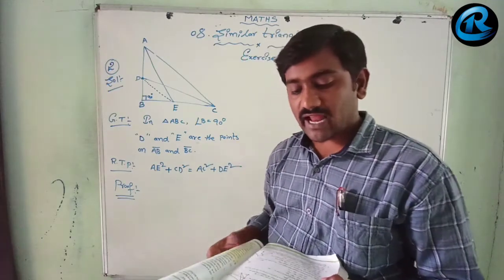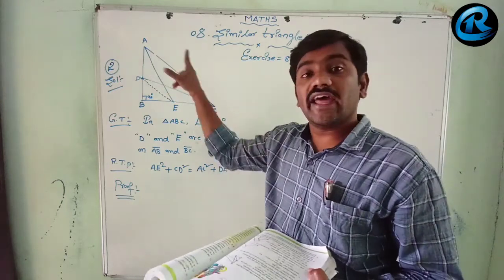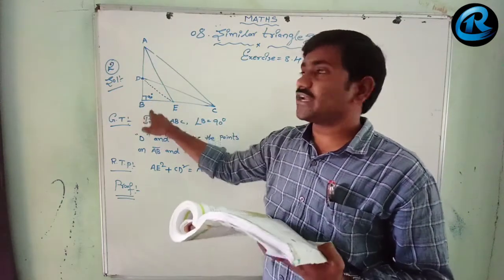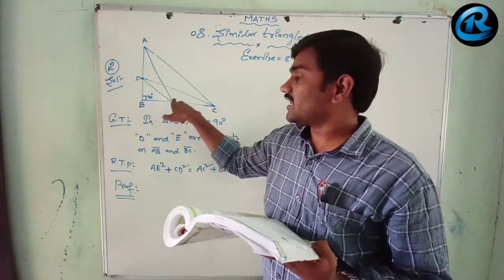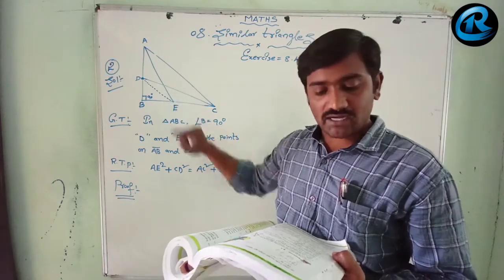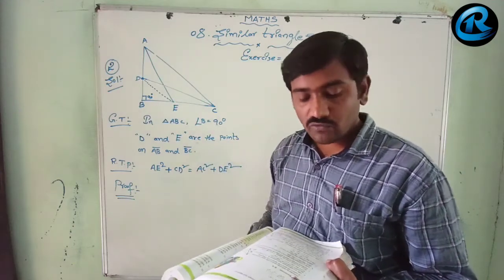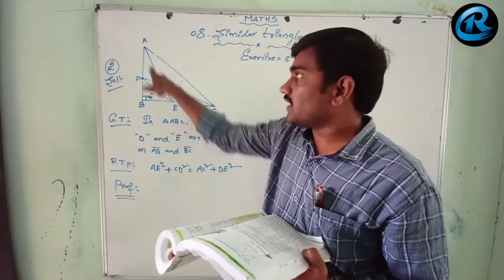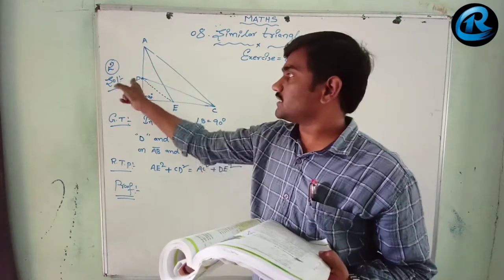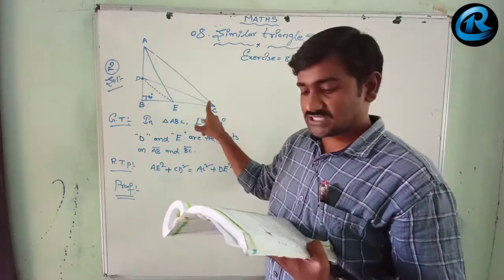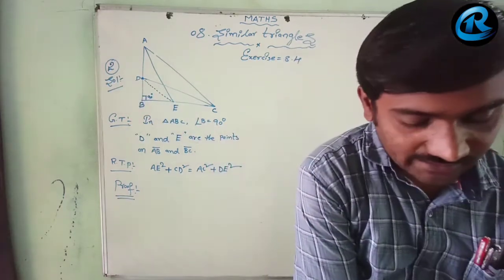ABC is a right triangle at B. Right angle is located at B. Let D and E be any points on the sides AB and BC respectively. Prove that AE square plus CD square is equal to AC square plus DE square.